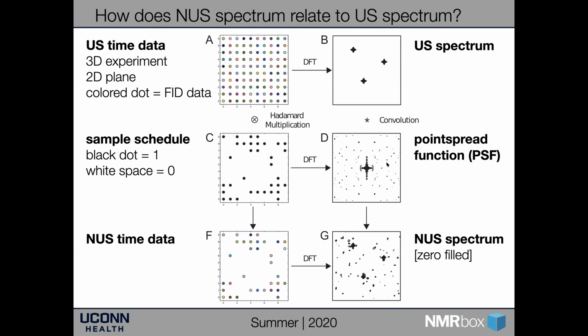But I do want to make it absolutely clear that I'm not suggesting people collect NUS data and zero fill it in order to take a DFT. This DFT convolution relationship that we see here is for illustrative purposes only, and it helps us make a comparison between two different sampling schemes and the nature of the sampling artifacts that a given sampling scheme might introduce. In practice, you would take this NUS time data and use one of the various non-Fourier reconstruction methods that Jeff already spoke about to do your reconstruction, and in the end, hopefully get a spectrum that looks very much like the uniformly sampled spectrum up here, if not better.